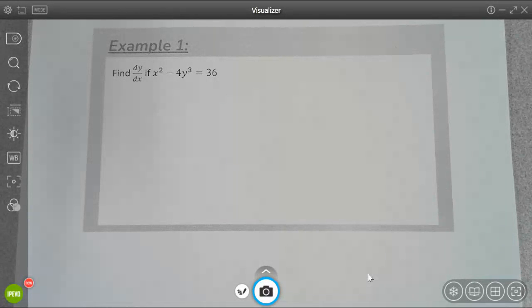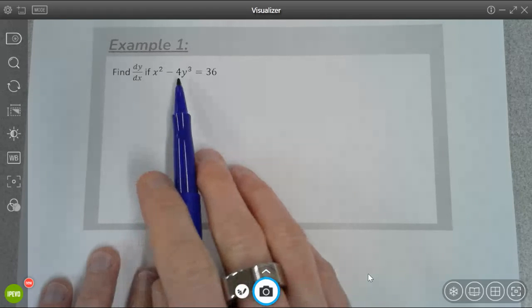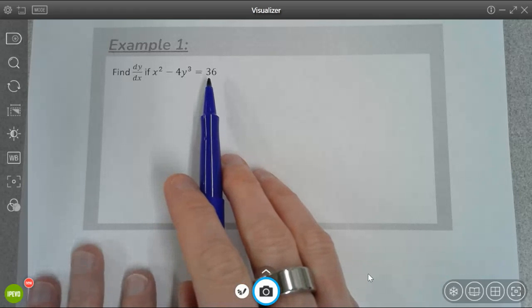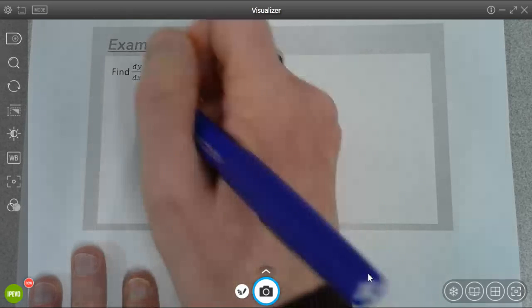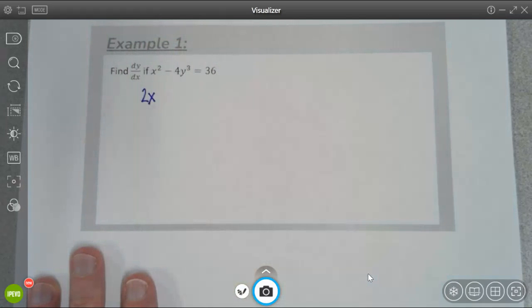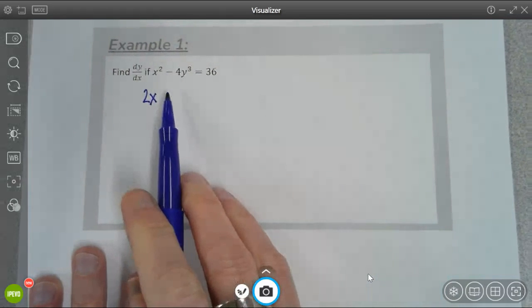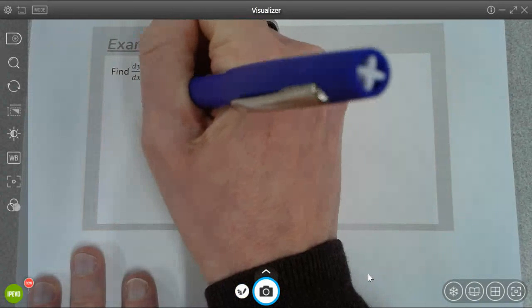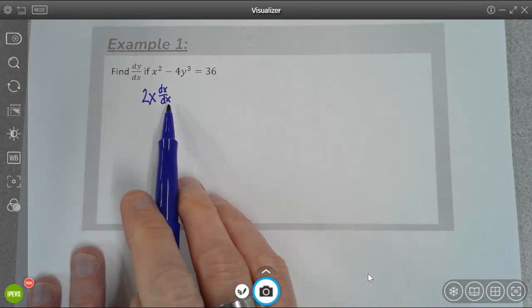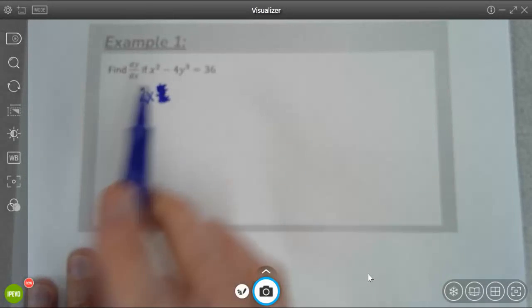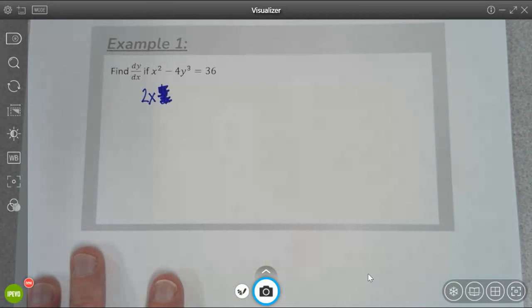So I'm going to basically leave the function the way it is. I'm not going to try to rearrange anything. And as I'm working through, I want to differentiate both sides with respect to x, which means I'm going to take the derivative of every single piece of this equation. Now, when I differentiate this with respect to x, the derivative of x squared is just 2x, because I'm taking a derivative of x with respect to x. And if we think about that, that's dx dx, and that would just be 1. So anytime we take the derivative of an x term with respect to x, it's just really the basic power rule that we've been looking at.